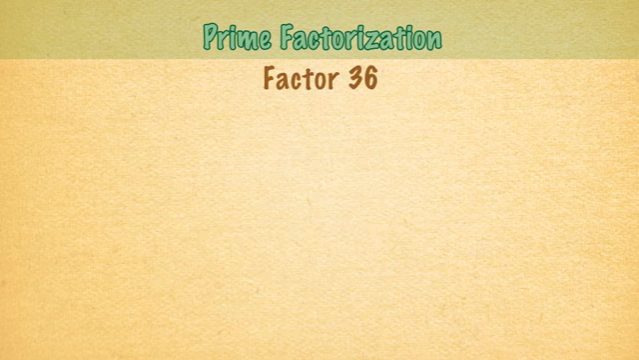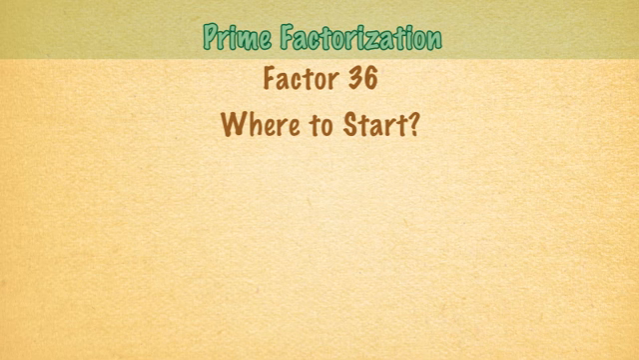Here's an example for you to try. Completely factor 36. You could start with 2 times 18, 3 times 12, or 6 times 6. It's never a bad idea to start by dividing an even number by 2. Divide 36 by 2, and you now have 2 times 18.